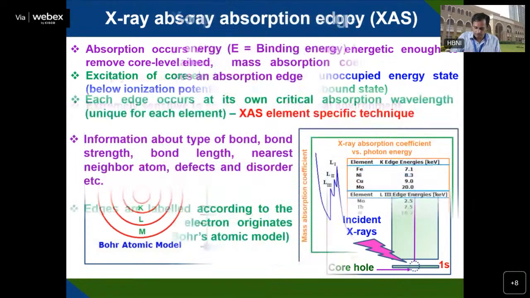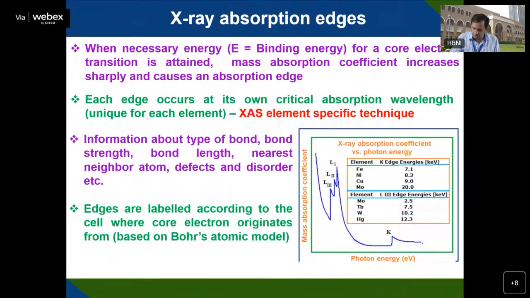So what will happen at the absorption edge? You can see the absorption energy of the mass absorption coefficient. There is a slight enhancement in this case. Similarly, for the L and M shells, you get this type of absorption edge. Each edge occurs at its own critical absorption wavelength.